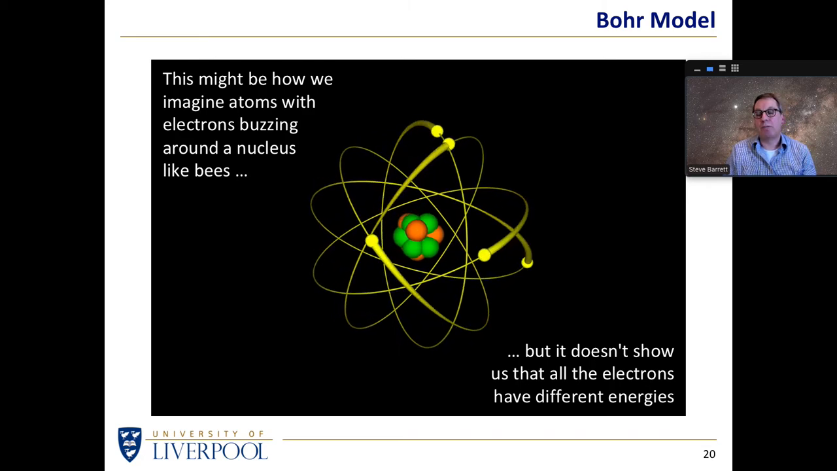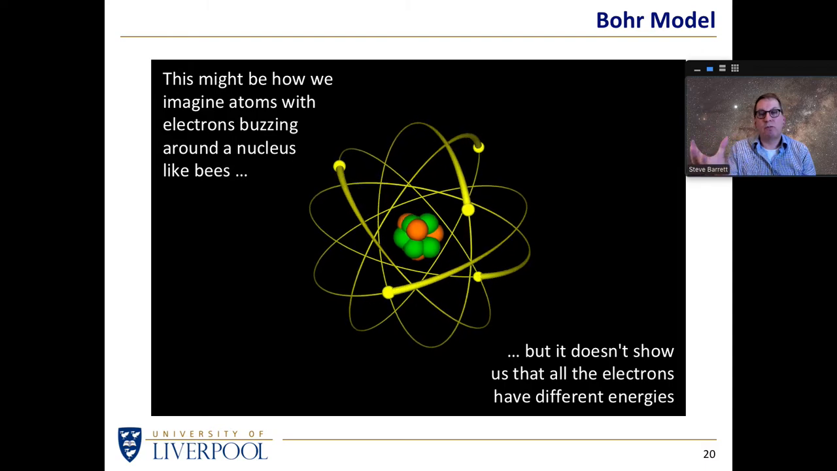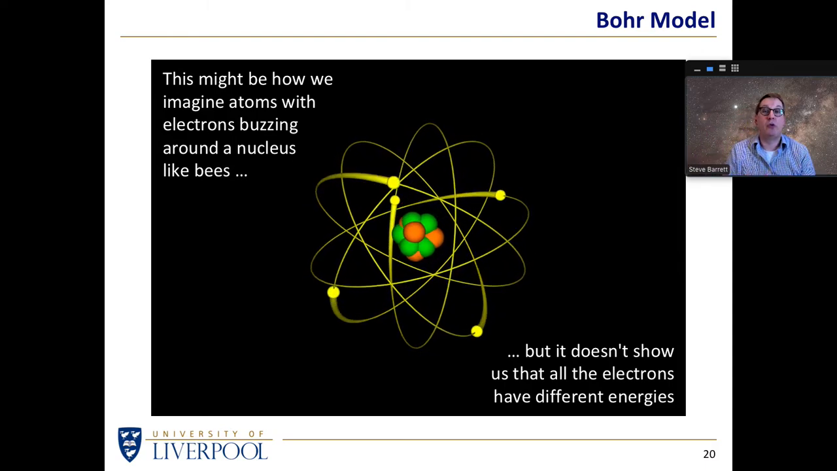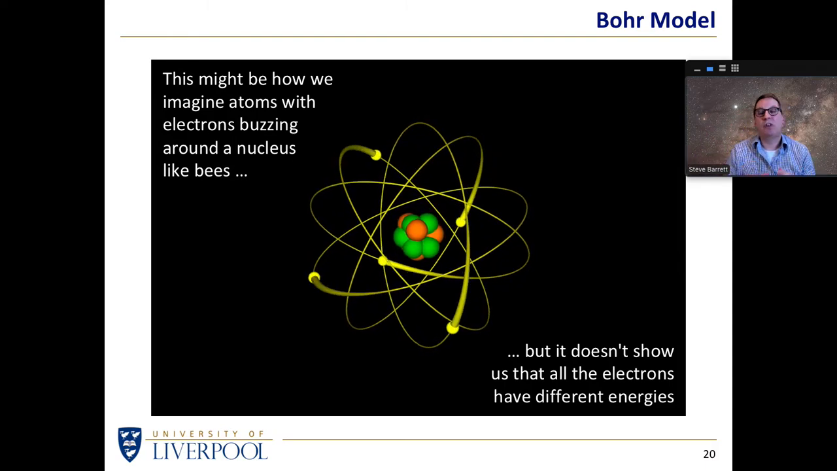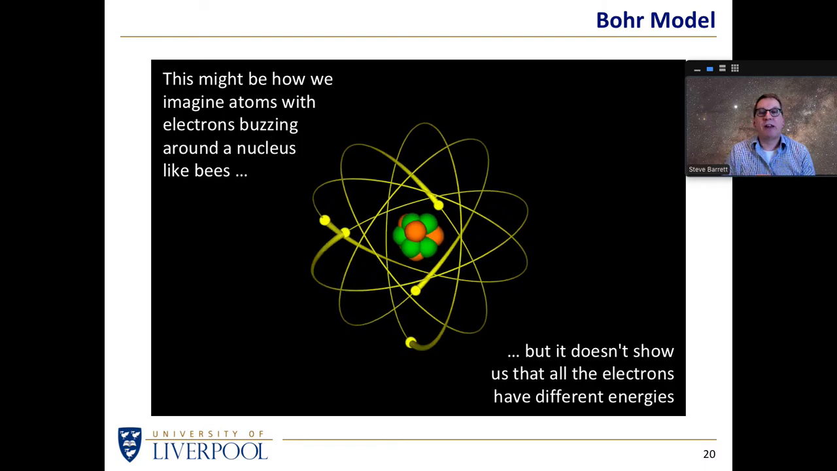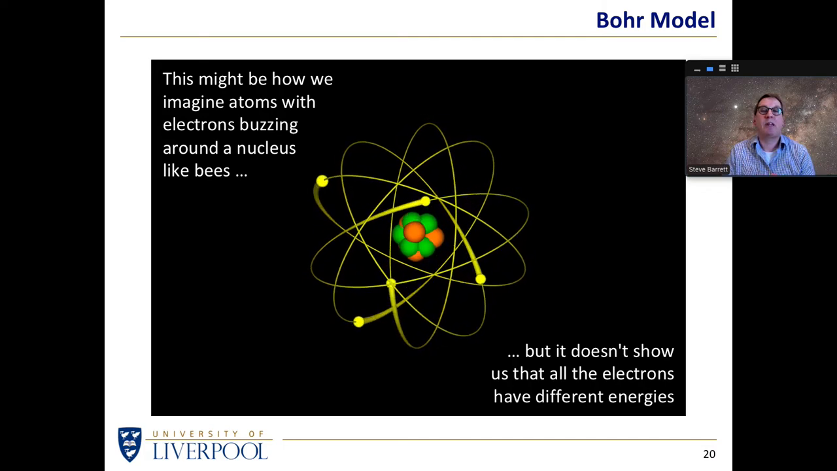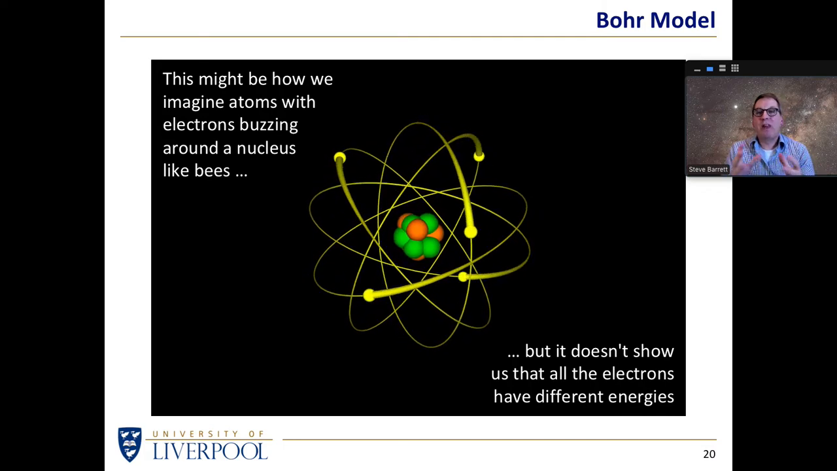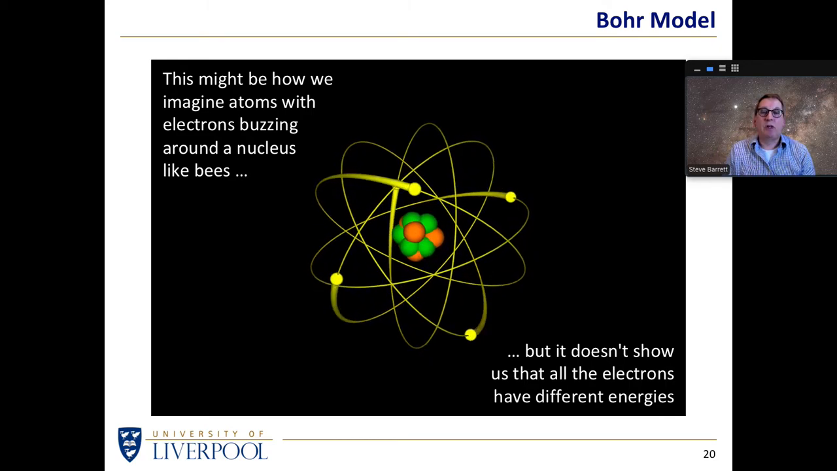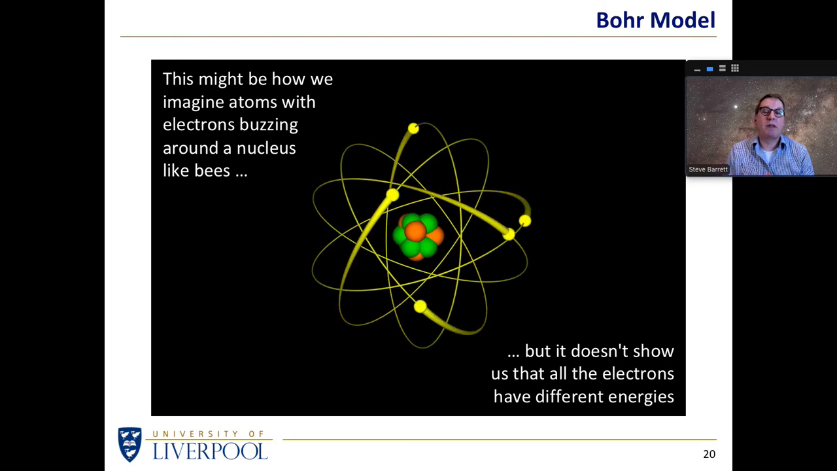If you took that picture and looked at it from any angle, all of the electrons would seem to be behaving the same way. But in fact, when we look at atoms and probe their properties, which we can do by looking at the way atoms interact with light, we realise that each of the electrons in an atom could have a different energy, which doesn't get reflected in that particular picture. So we need a different model of the atom to reflect the fact that all the electrons might be different.